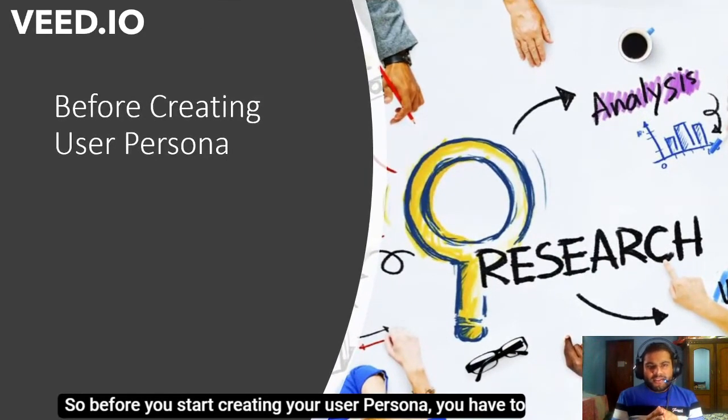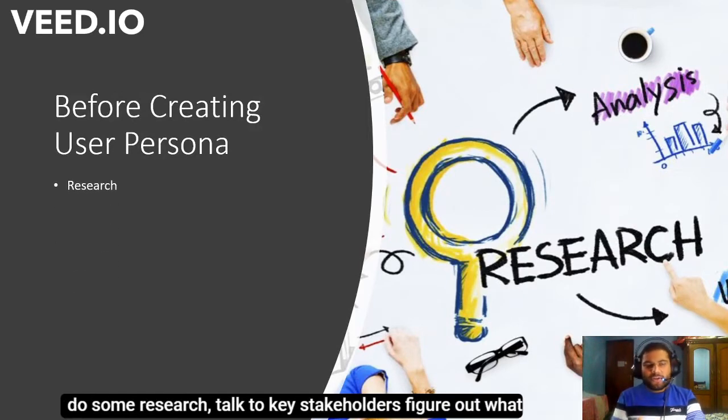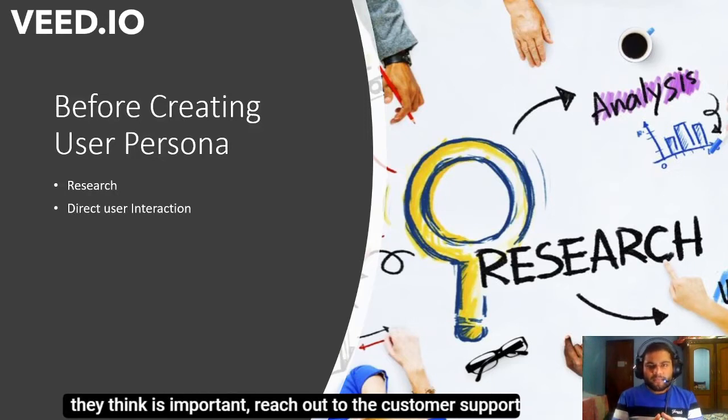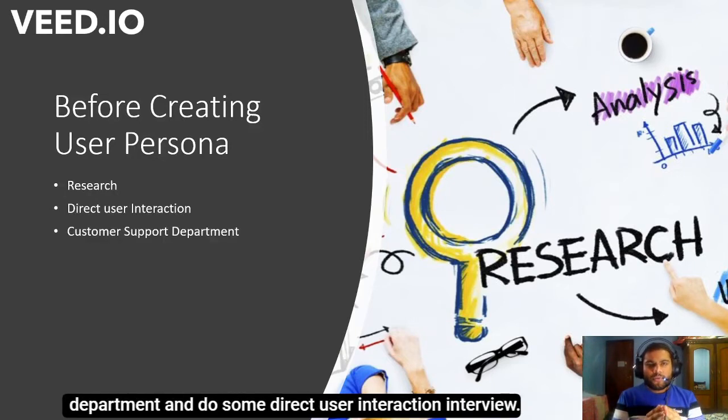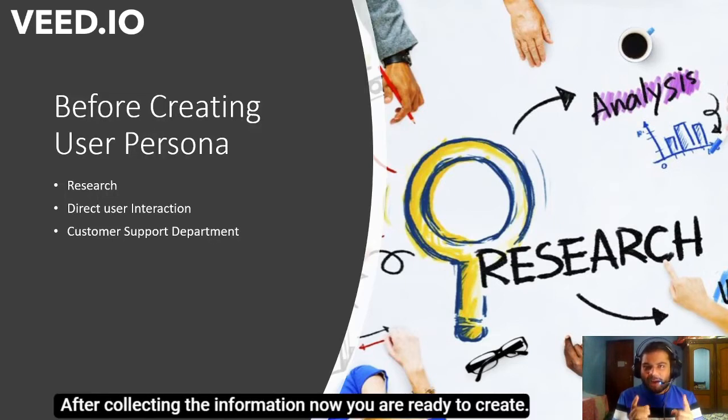So before we start creating our user persona, you have to do some research. Talk to key stakeholders, figure out what they think is important. Reach out to the customer support department and do some direct user interaction and interviews. After collecting the information, now you are ready to create.